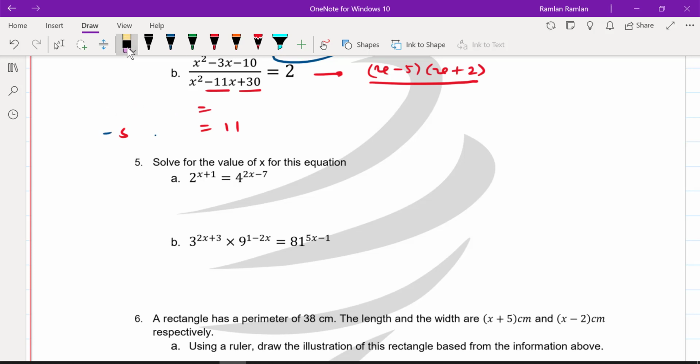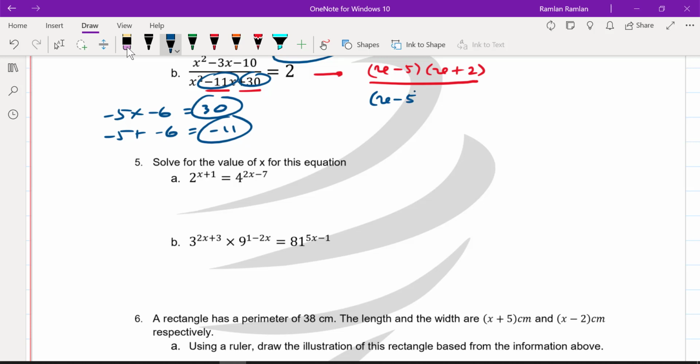Okay, again, guys, I'm going to repeat it again. Negative 5 times negative 6 equals 30, and negative 5 plus negative 6 equals negative 11. So 30 is positive, and negative over here, right? So again, we can factorize that, and it becomes x minus 5 and x minus 6.